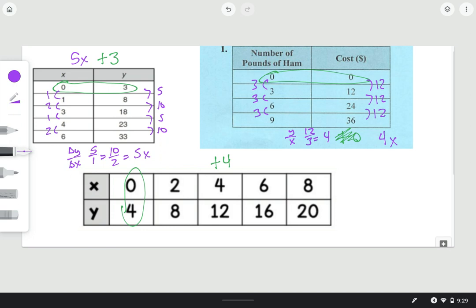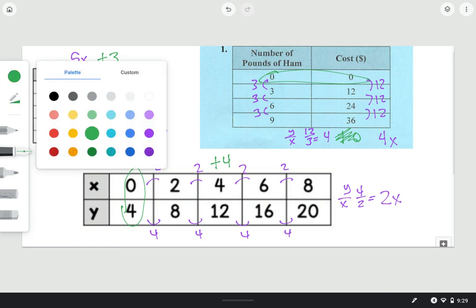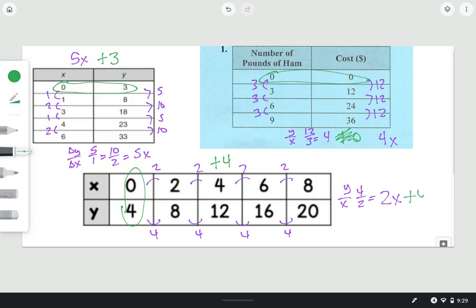Okay, on the last one. So 4 to 8 is 4, 8 to 12 is 4, 12 to 16 is 4. It's nice when the numbers are the same. Up top, it's 2, 2, 2, 2. So y over x, 4 over 2. Remember, rate of change is the outside, and that equals 2x. Now I had written my plus 4, so I need to bring it down here and put plus 4.